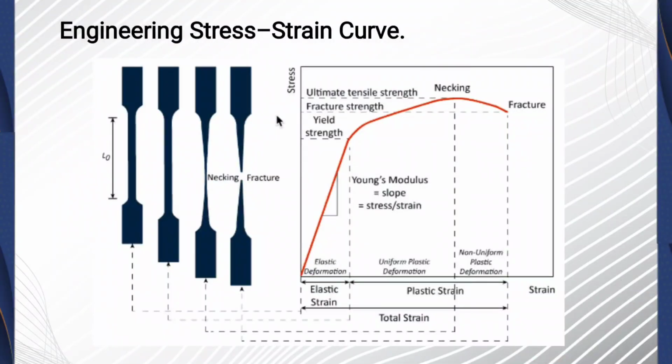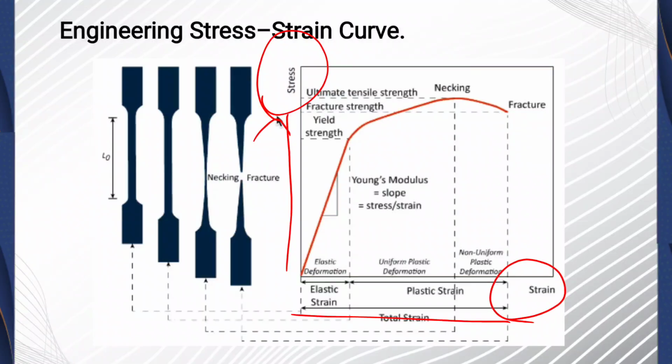So next we see about the engineering stress strain curve. First, let us understand the graph. On the vertical axis, we have stress, and on the horizontal axis, we have strain. This curve shows how stress changes with increasing strain when a tensile load is applied. Now, first in this graph, we see that straight line region. Here, the initial straight line portion is called elastic region.